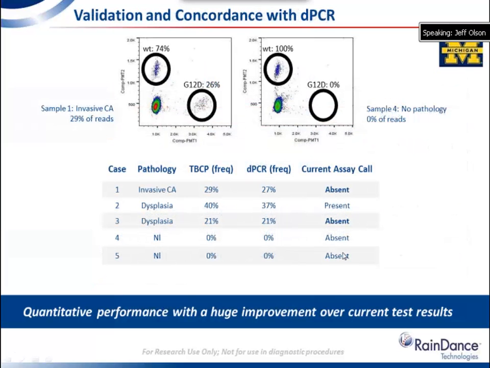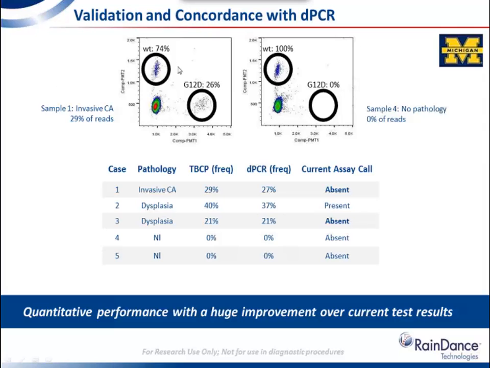These same 5 samples were analyzed with a RainDance digital PCR assay for KRAS G12D and with the current standard assay for KRAS G12D at an outside laboratory. The top panels here show the output from our RainDrop digital PCR platform. On the left is a positive sample. We have 3 clusters. The first cluster, down here on the lower left, is the negative droplets. They don't have any target molecules in them at all.